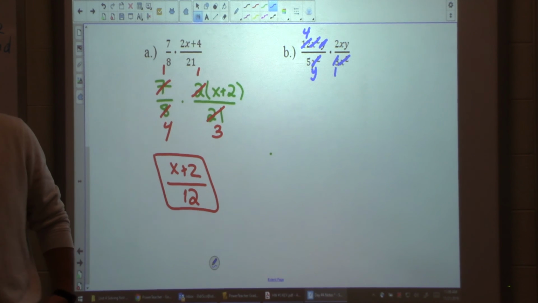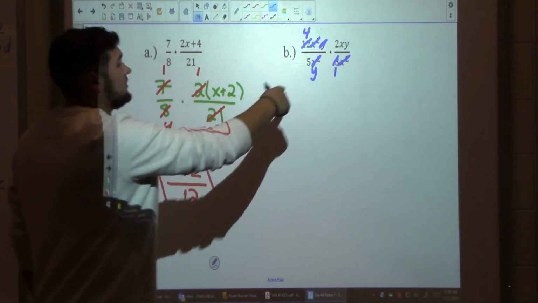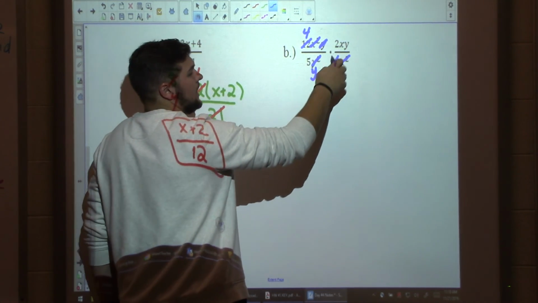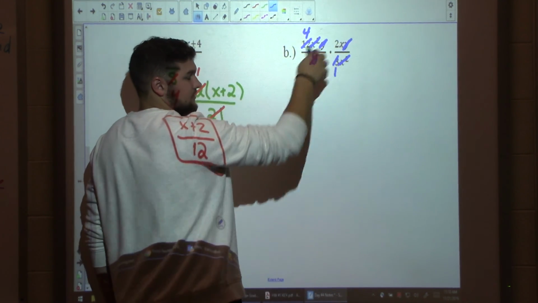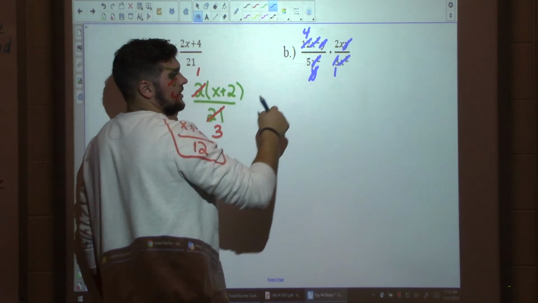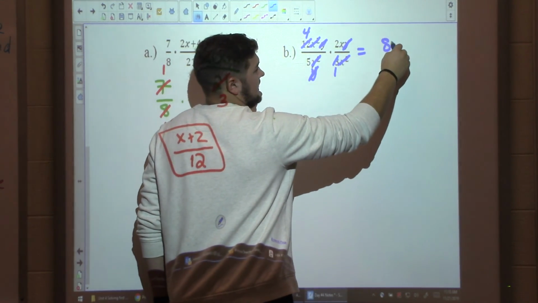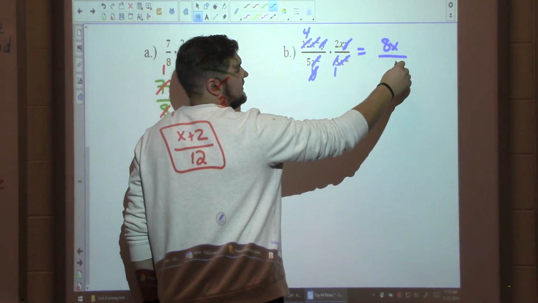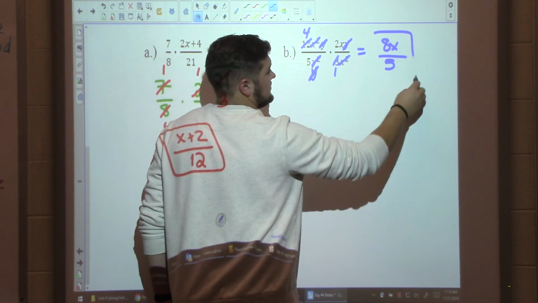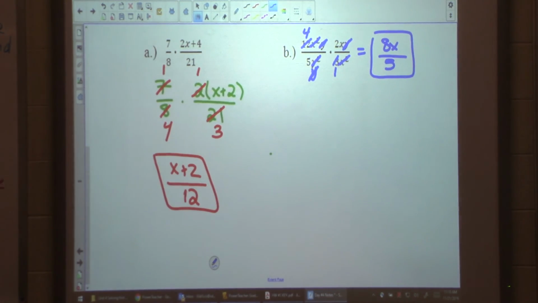Am I done yet? No. What else can I simplify here? The y's again. I have another y in my numerator, and I still have a y in my denominator. They technically once again turn into 1. Then 2x, so I'm going to do 4 times 2x. 8x. I get 8x over 5 times 1. That's all that's left down there. 8x over 5. That's my final answer. Does that make sense?